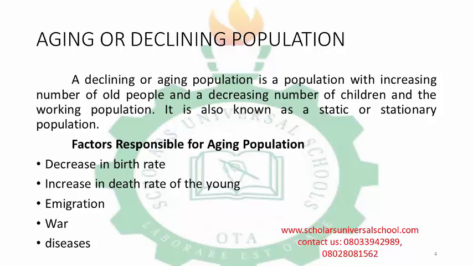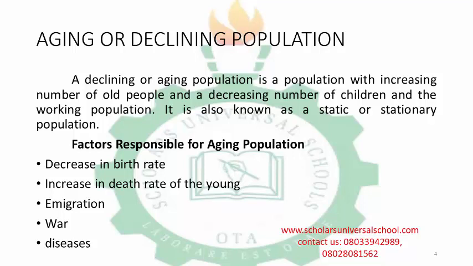When we have an aging population, or a country that has a high percentage of old people, these are some of the factors that can lead to that. The first factor is decrease in birth rate. When we have a reduction in the birth rate, that's the rate at which children are being given birth to, it will make the number of old people more than that of the younger people. So we have an aging or a declining population. Another factor that can cause this is increase in death rate of young people. When we have young people dying earlier, it will result in a higher number of old people in that country than the young people.